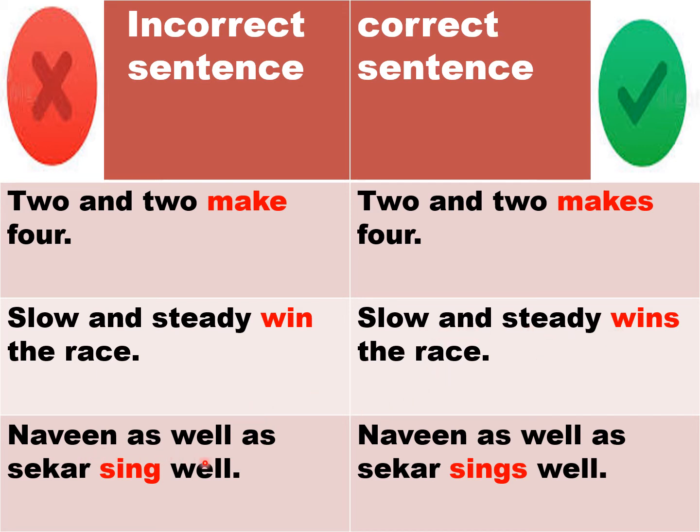Naveen as well as Shaker sing well. Naveen is singular. Moreover, the phrase as well as is here. So a singular verb must be used. Naveen as well as Shaker sings well.